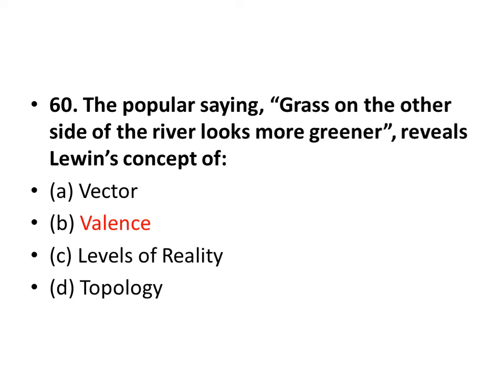So what is valence? Valence is a concept from chemistry. The whole number represents the ability of an atom or a group of atoms to combine with other atoms or a group of atoms. So the combination of an atom with a group of atoms, or another group of atoms, is what we call valence according to chemistry. If we speak about human life, then the combination of one group of people with another group of people is what Lewin has talked about here.